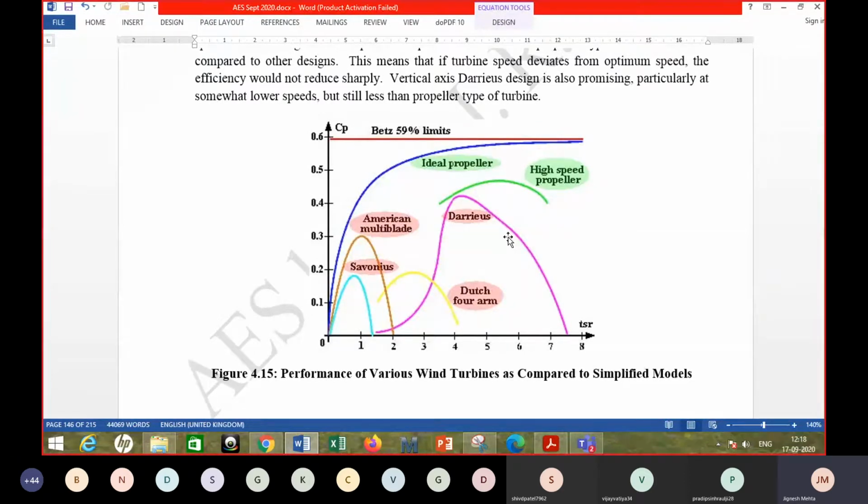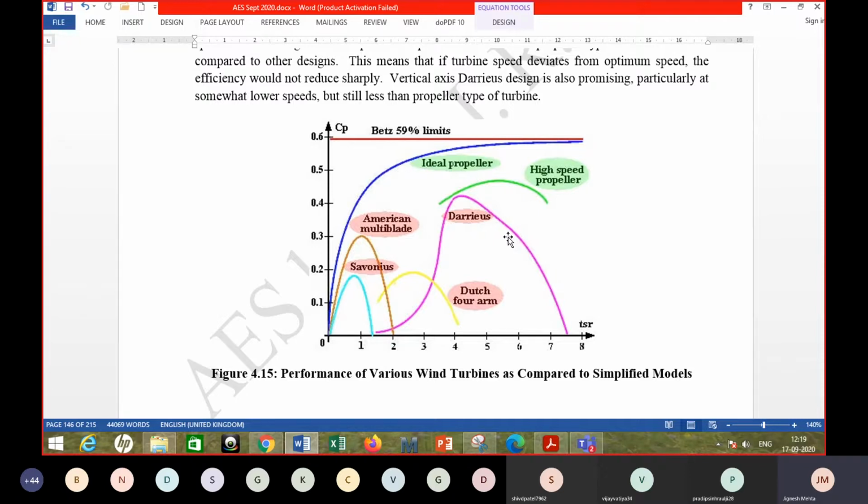And the curve is also not very steep, though it is steep as compared to the high-speed propeller type of turbine. Particularly on the right-hand side, it is not very steep. It means if you operate it at an optimum tip speed ratio, then the efficiency is highest. But if the tip speed ratio is a bit higher, you are still not sacrificing much, as the drop in the efficiency is not that rapid. Okay, so that's why the Darrieus design is also considered to be one of the superior designs.